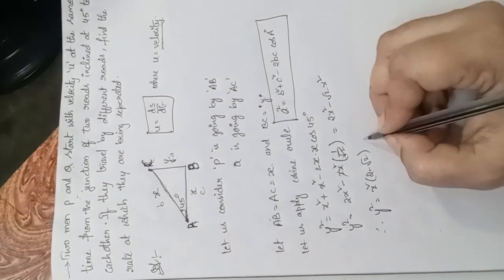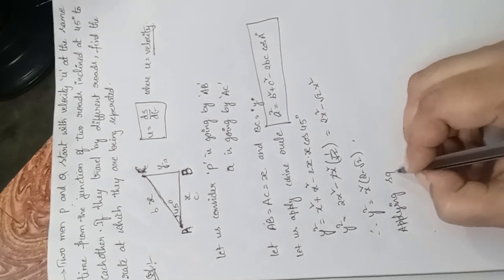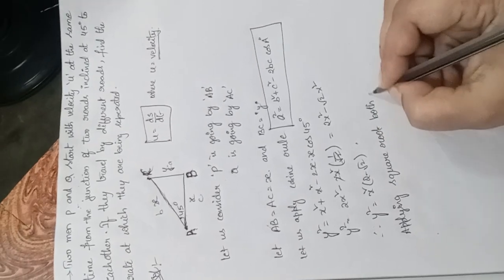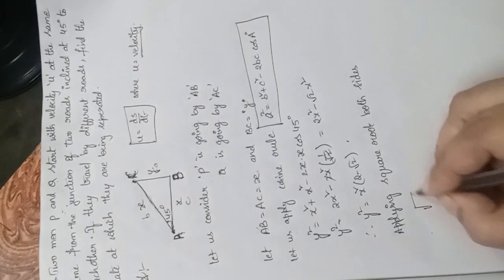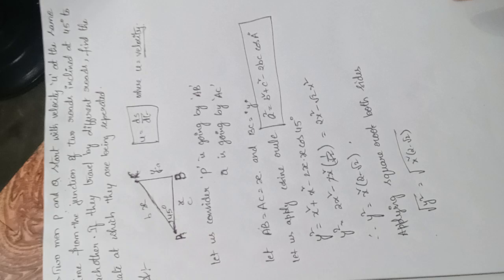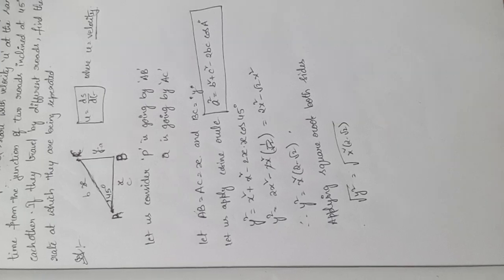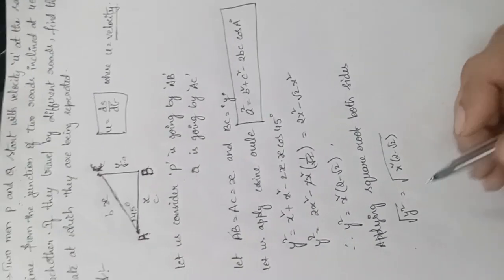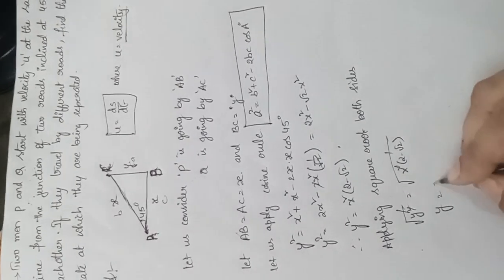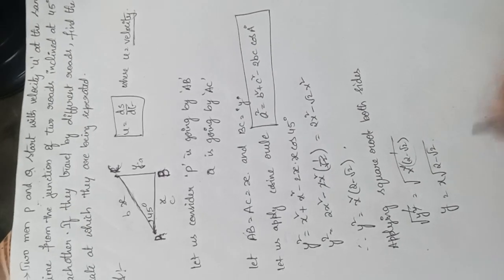If we apply square root on both sides, what do we get? Root of y square equals root of x square into (2 minus root 2), right? Now the square root cancels, y equals x, and for this the root remains, root of 2 minus root 2, right?